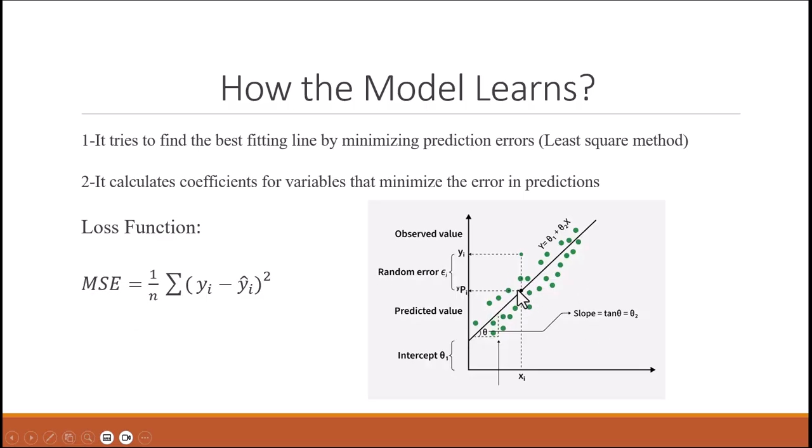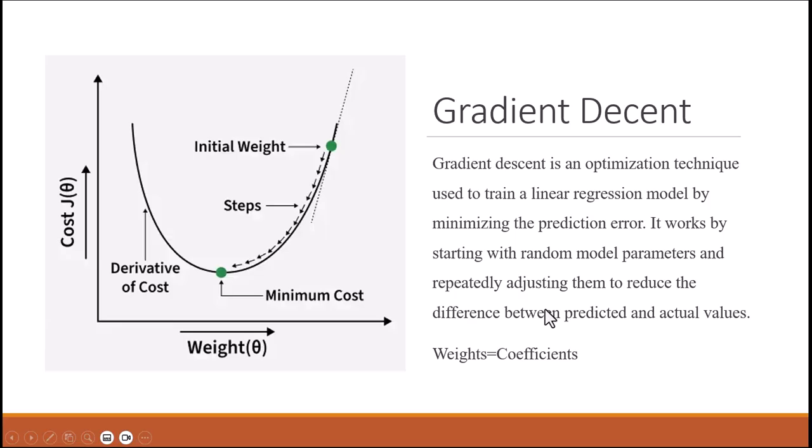So consider that this is the predicted value and these are the actual values. We want to reduce the sum of these differences. It's the sum of squares of these differences. Now, what is gradient descent and how do we use it in a linear regression machine learning model? Gradient descent is an optimization technique that we use to train a linear regression model by minimizing the prediction error. It works by starting with random model parameters and repeatedly adjusting them to reduce the difference between predicted and actual values.